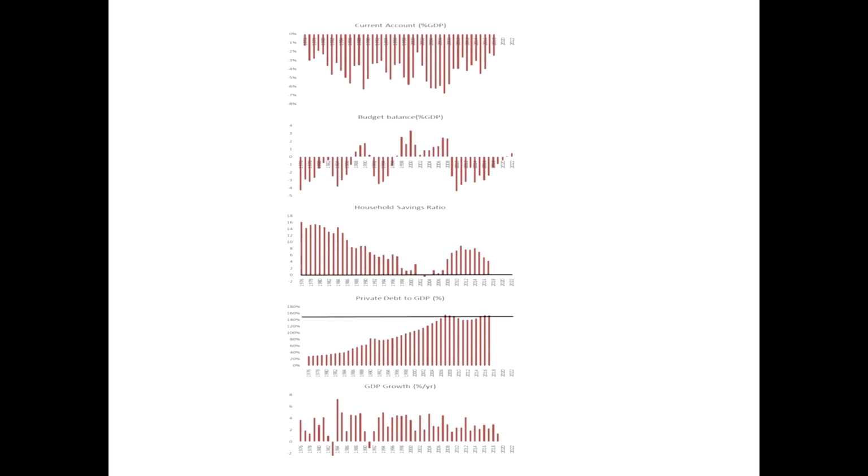The next two, the household savings ratio and private debt, tend to respond to what's being done by the government. The bottom graph is the GDP growth. This tells us the response of the economy to all the other components, and in short, if too much money is pulled out, it will drop, and when it drops too low, it's a recession.